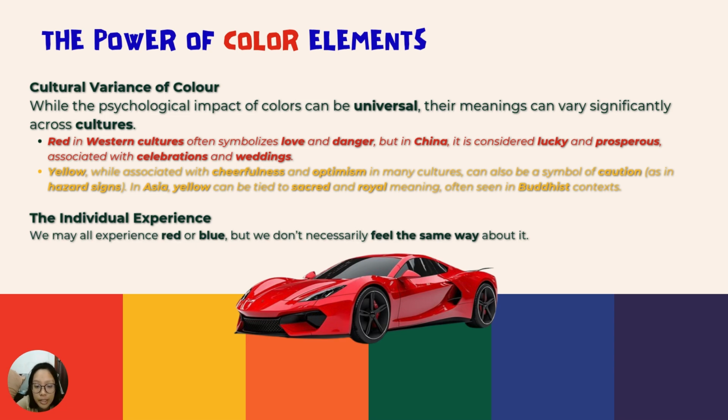So it's important to note that individual perception of color can differ. We may all experience red or blue, but we don't necessarily feel the same way about it. For example, one person might find blue soothing and comforting, while another might associate it with coldness, sadness, boredom. This variation is influenced by personal experiences, cultural background, and even neurological factors. For example, a sports car might be red for one person, symbolizing excitement and adrenaline, showing off, like class. For another, it could symbolize danger or recklessness. Similarly, yellow might evoke a sense of happiness for someone, but for others, it might feel a bit too overstimulating.